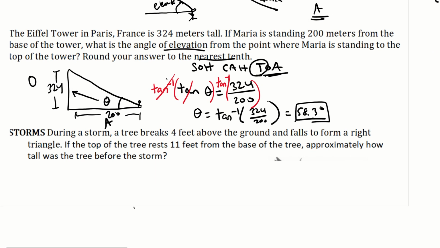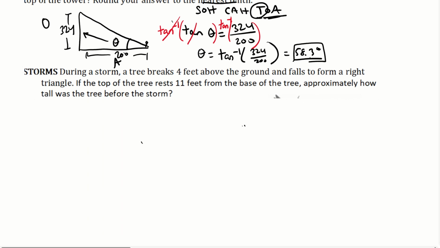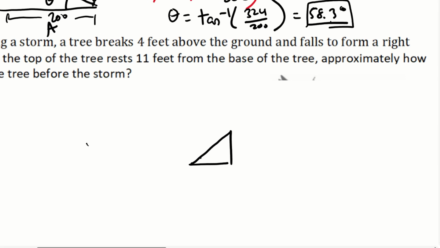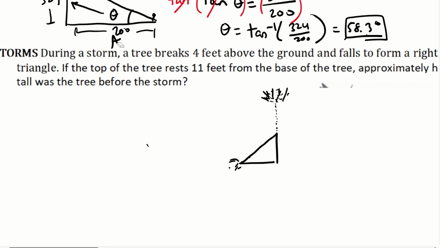All right, so storms. During a storm, a tree breaks 4 feet above the ground and falls to form a right triangle. So you got a tree like that, and then it breaks, and this part ends up falling down. That part of the tree falls down, and so you get something that looks like a right triangle. I'm going to do dot, dot, dot. This is like the original tree, if you will. That's the original tree, but now the tree is down here. Okay, so you can see that, this is the ground.